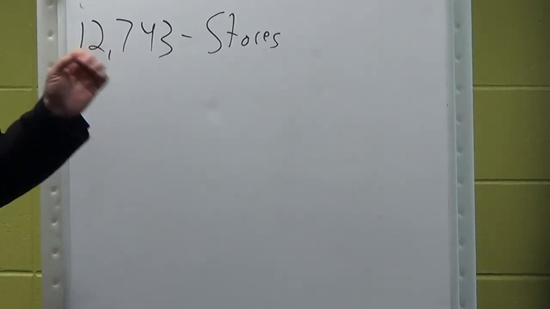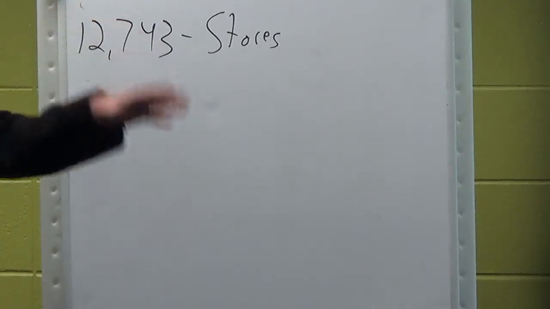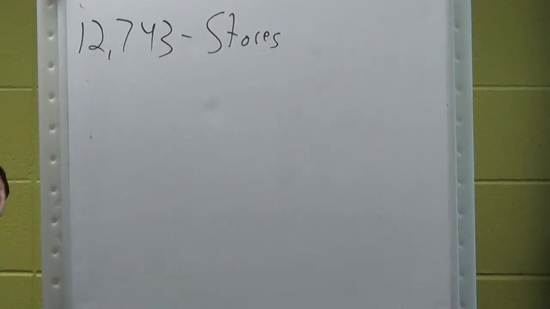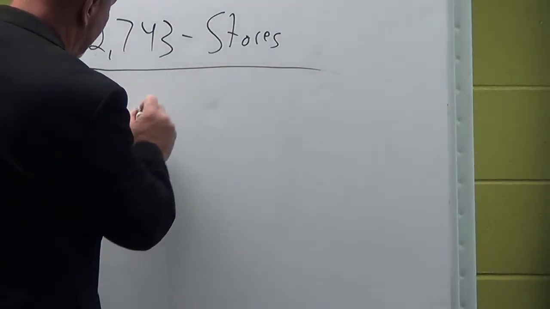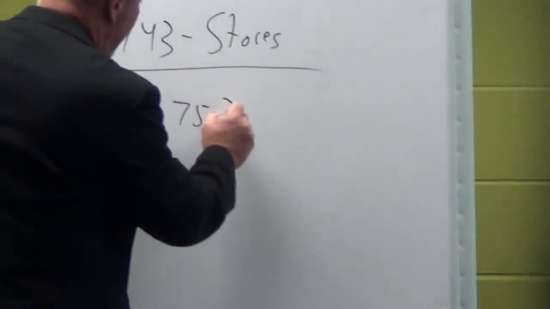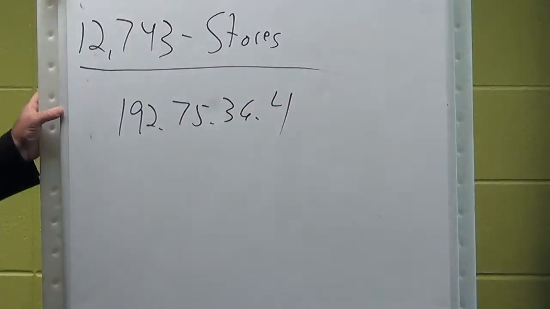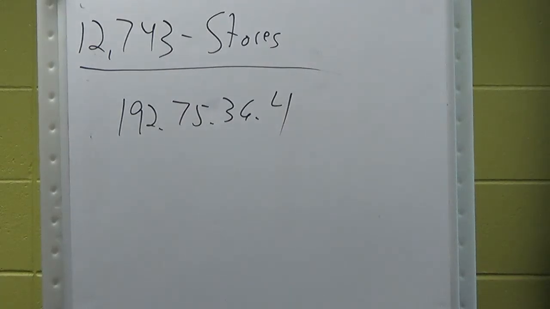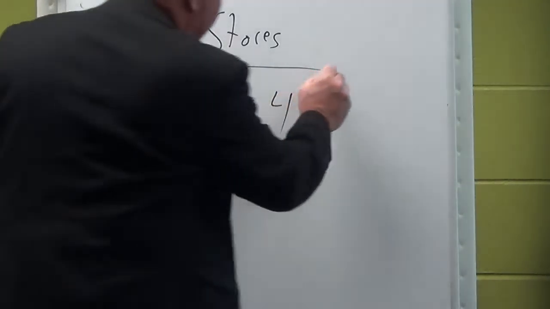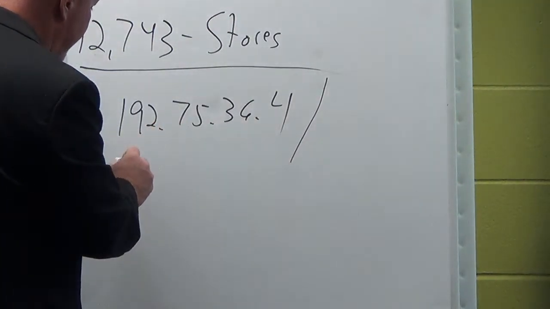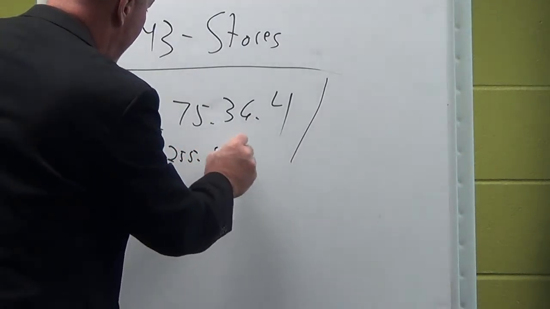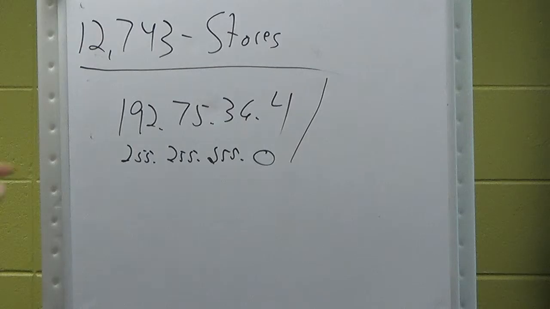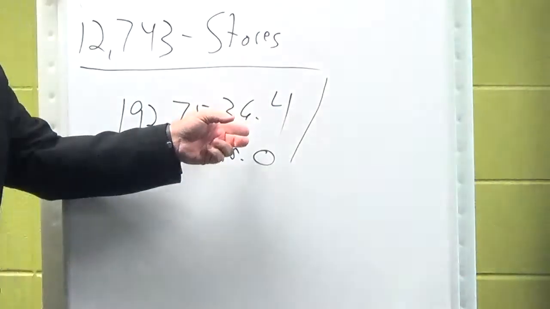If I have 12,743 different locations, different stores, every one of those stores needs to be on a separate network, right? Which means they have to have a different network address. Now let's review that. If my IP address is 192.75.36.4 of a host, and I have a subnet mask of 255.255.255.0, what is the network address of this IP address?